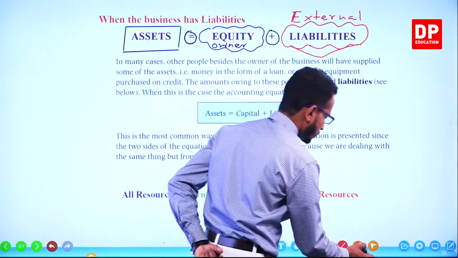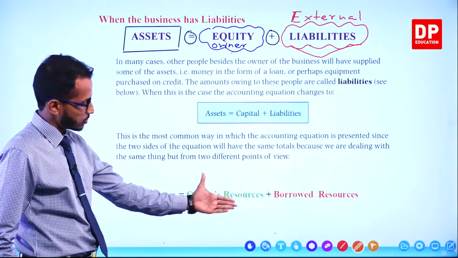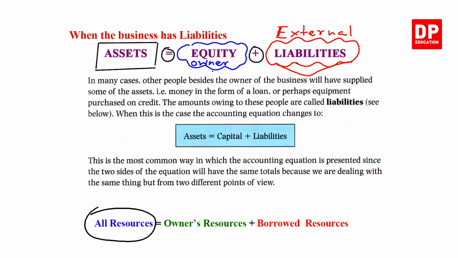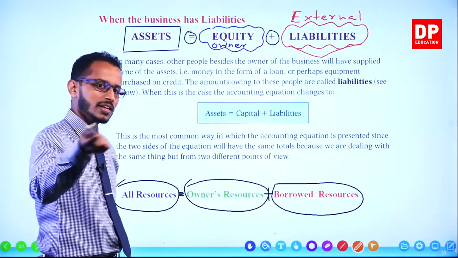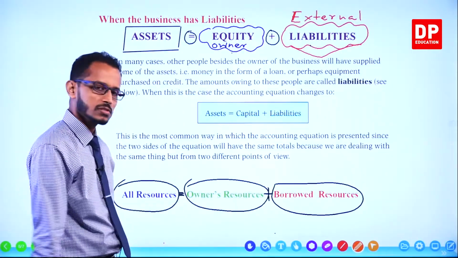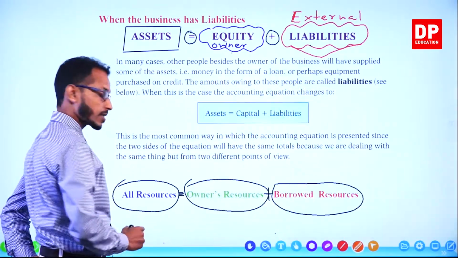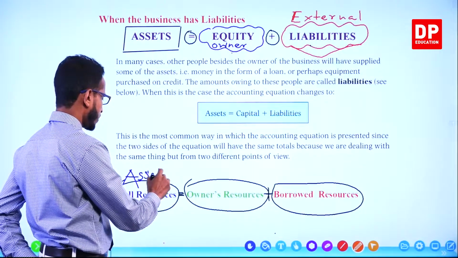So, it is shown again in this manner. Let's check it out. It's the same thing. All the resources are equal to owner's resources plus borrowed resources. Now you are going to give me the correct wordings. All the resources are called what? Assets. Very good, children.